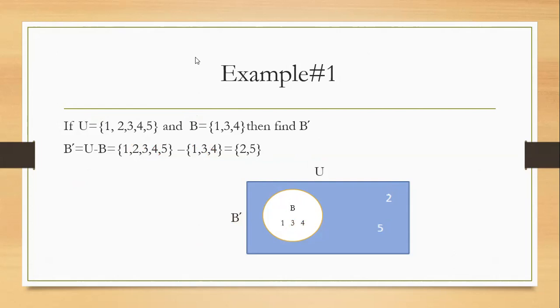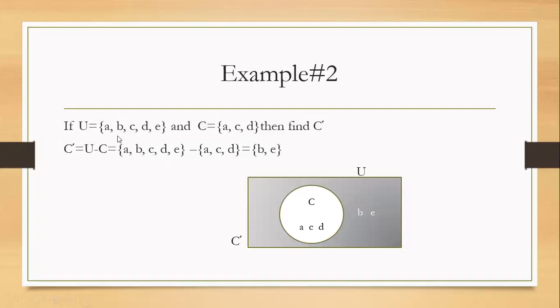If the answer is 2 and 5, that means you have to shade only the outer part of the circle like this. Okay. For example, if the answer is 1, 3, 4, then what you have to do? You have to shade the inner part only. Clear? Example number 2.